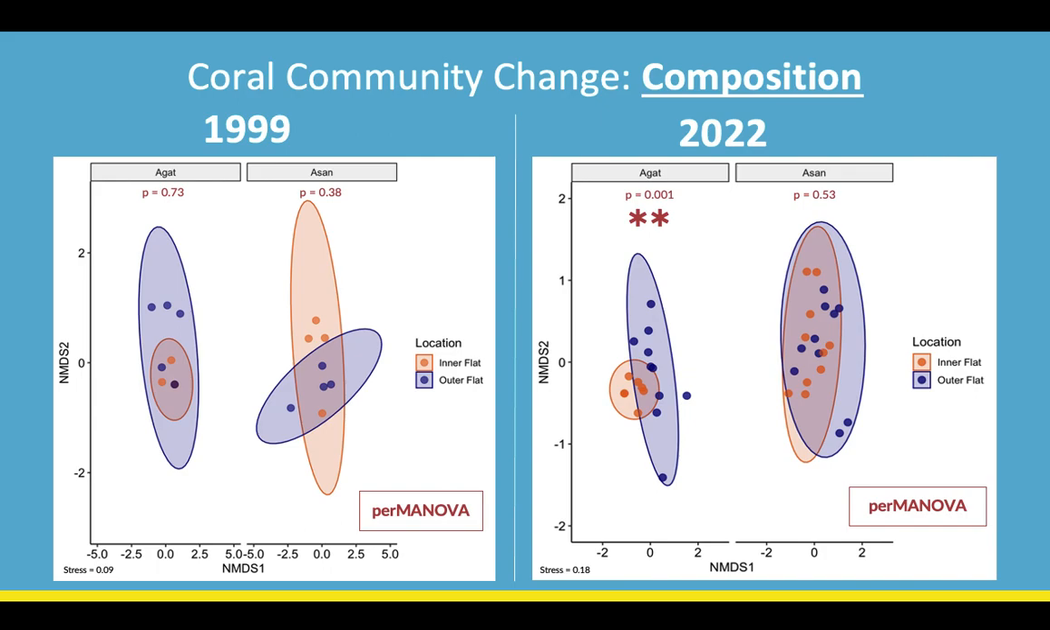This is another way to look at that data, and what this tells you is that in 1999 there were no statistically significant differences in community composition between the outer reef flat and the inner reef flat. That's in comparison to in 2022, where at Agate there actually were community composition differences between the inner reef flat and the outer reef flat.